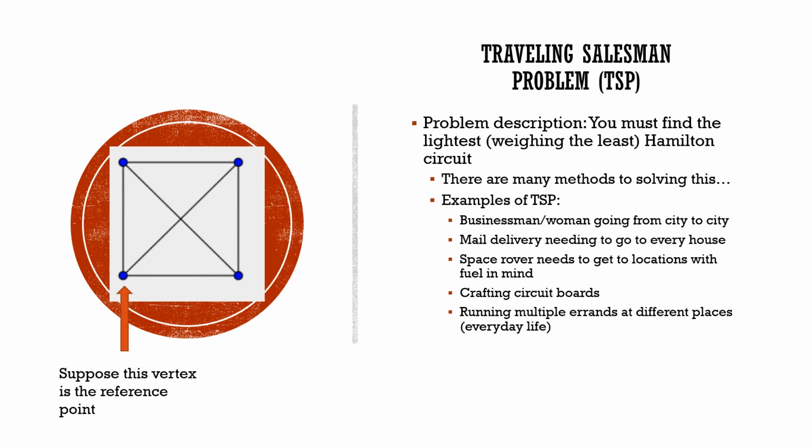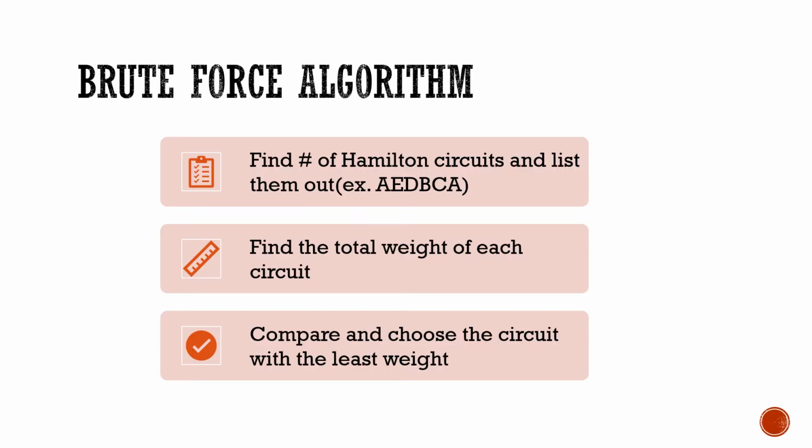The goal is to find the cheapest flights that touch every city while starting and arriving back at his home city. To do this, we have to find the Hamilton circuit with the lowest weight. The brute force algorithm is one method to solving TSP. Take a look at it before we give an example.